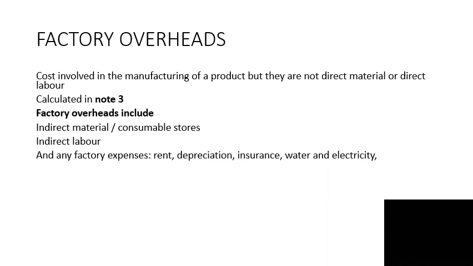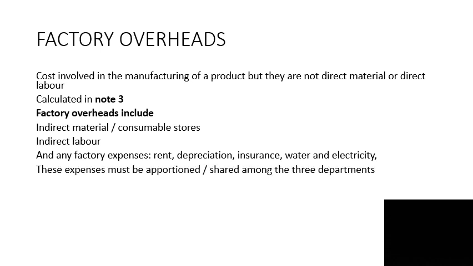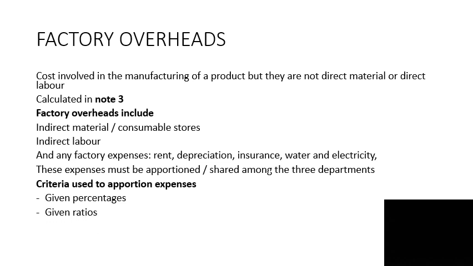Then we also add any other factory expenses. These factory expenses are the ones which must be divided among the 3 departments: the factory, the admin, and the selling and distribution. Now, there are different criteria that can be used to share or divide the expenses. We can use percentages. A question might say 80% of rent must be charged to the factory. We can also use ratios.